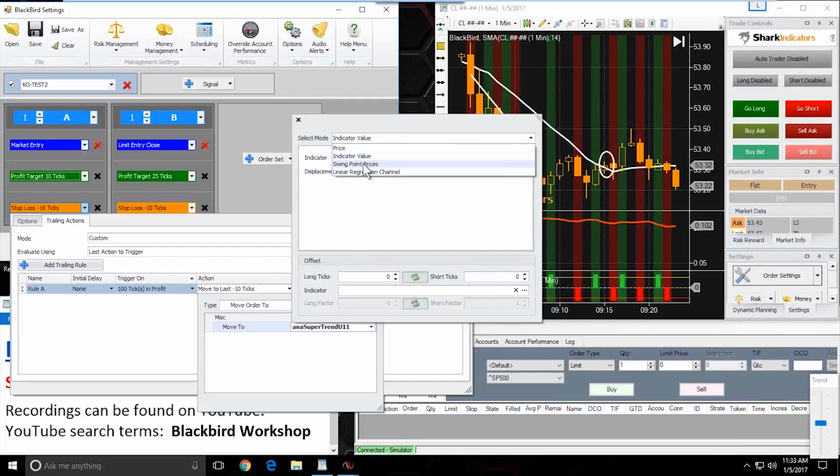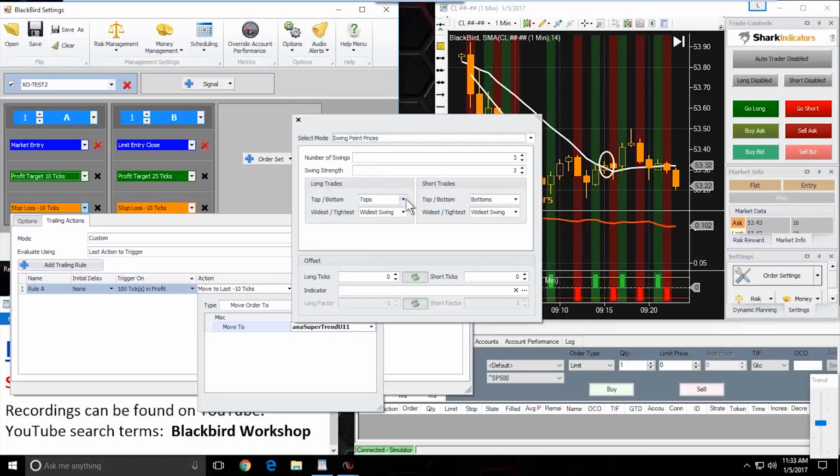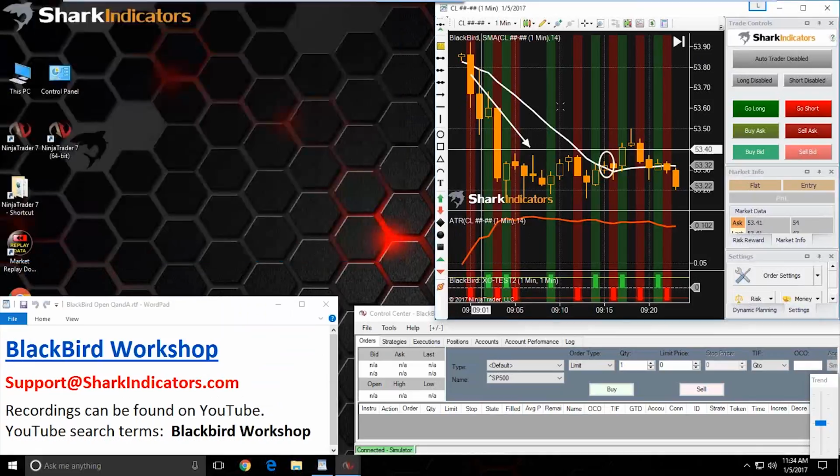Two other options here is you could use swing point prices. Swing points. Let's put that indicator on here. So yeah, the swing points is actually using an indicator here. It would be using just a second here.